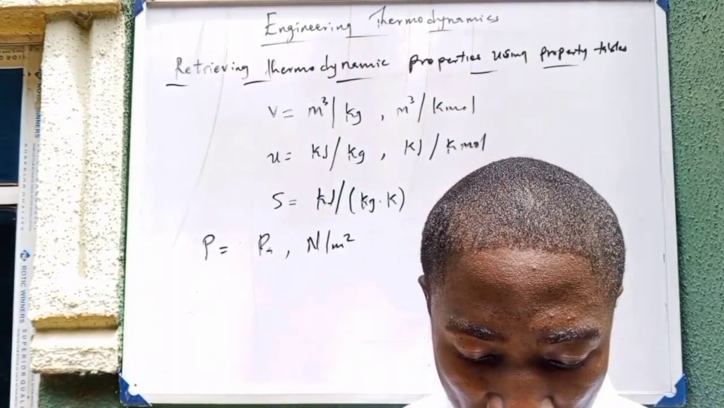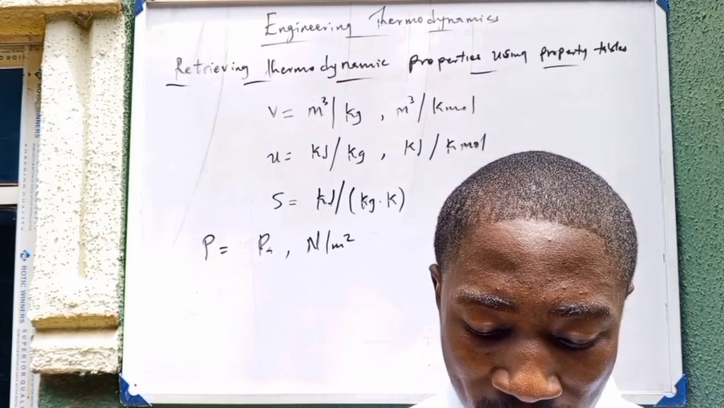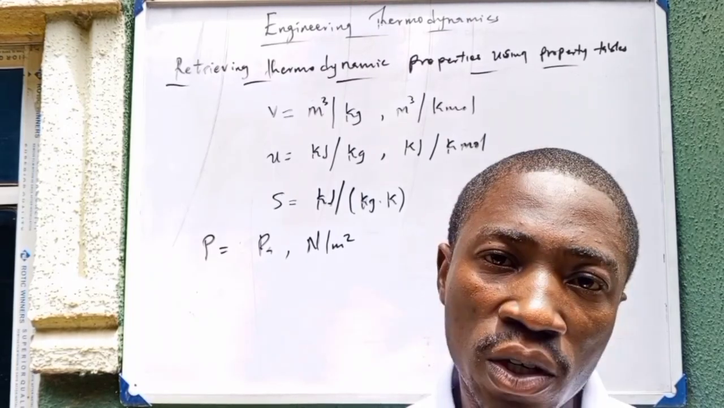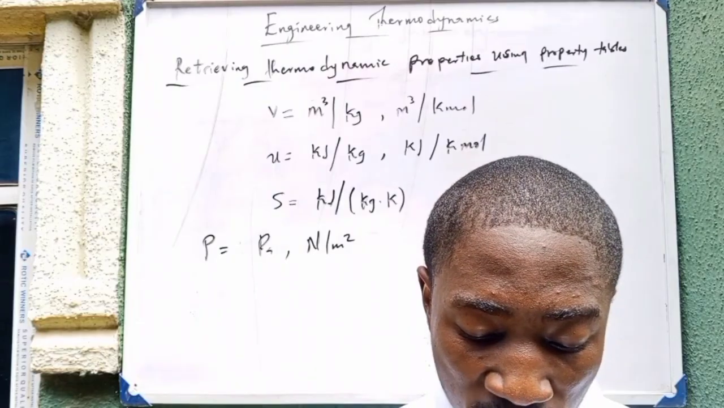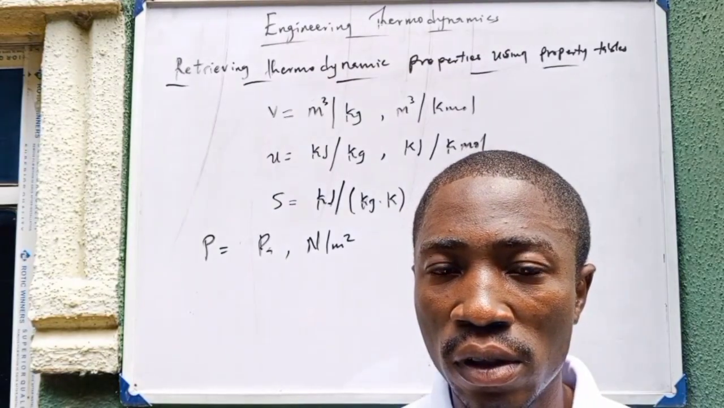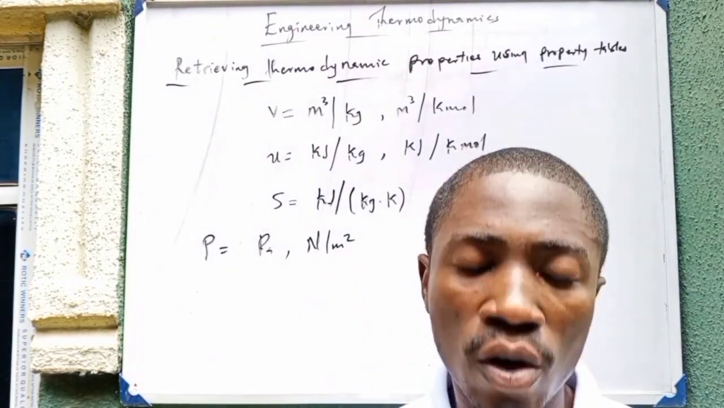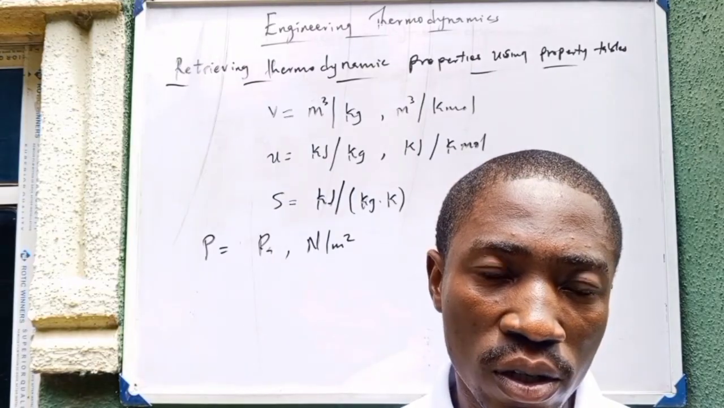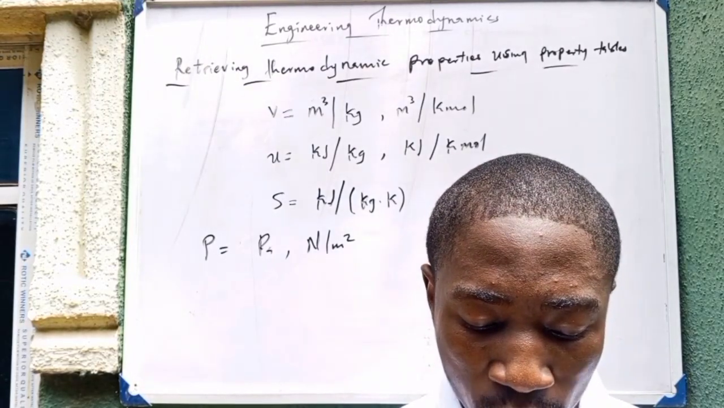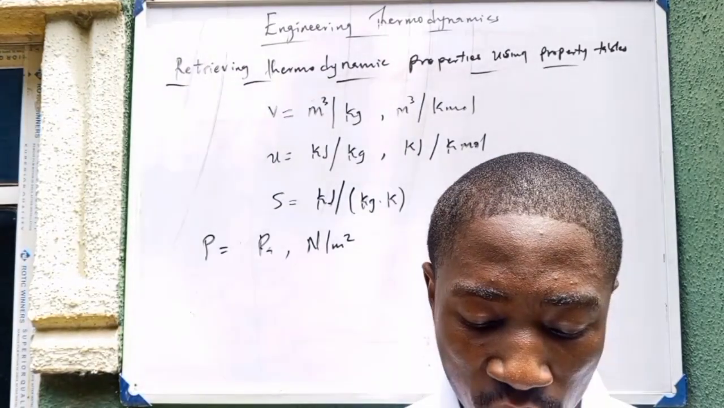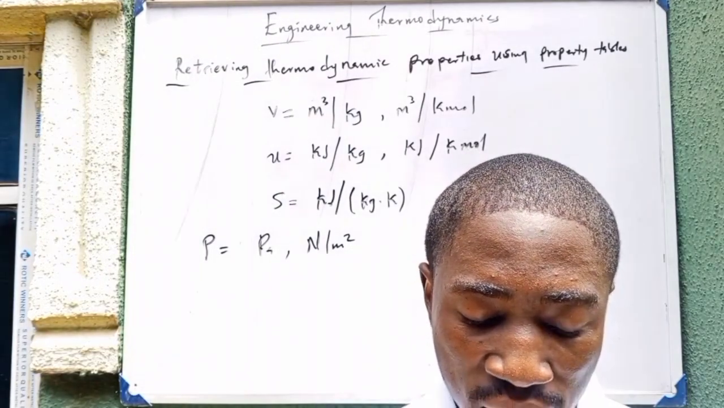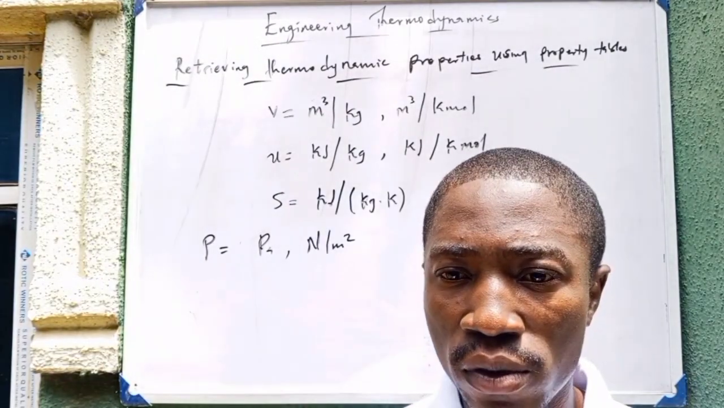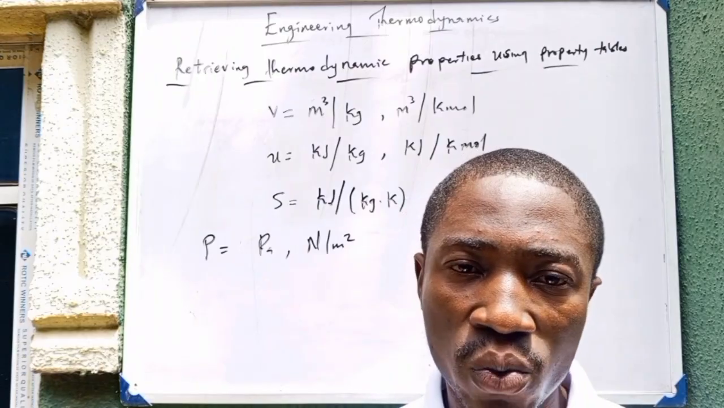The next thing is that property tables are organized based on the phase of the substance. So the first one is the compressed liquid table, also called the subcooled liquid table. Then we have the saturated mixture or liquid vapor table. Then the other one is the superheated vapor table. So these are the three major tables we have.